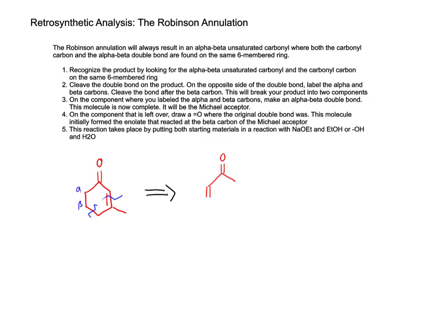This was the Michael acceptor in the Robinson annulation. On the component that's left over, we're going to draw a double bond O where that original double bond that we cleaved was. This molecule initially formed the enolate that reacted at the beta carbon of the Michael acceptor. Those are the starting materials for that Robinson annulation product.